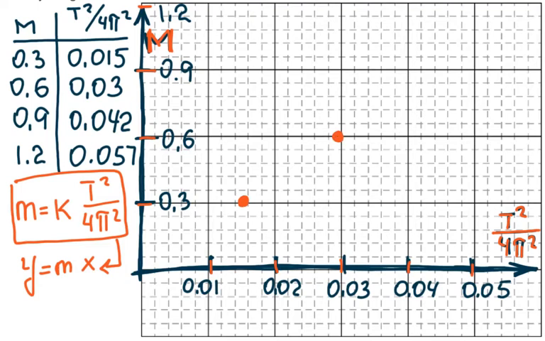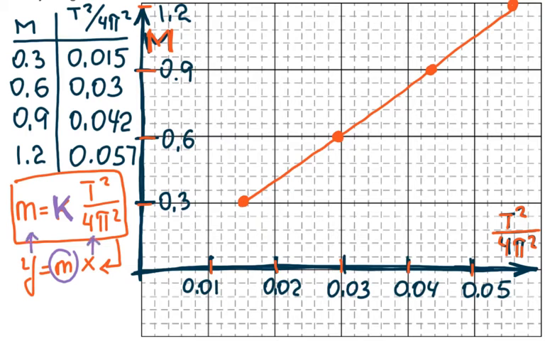For 0.9 on y, I have 0.42 on x, somewhere here. And for 1.2 on y, I have 0.57 on x, so somewhere right here. So now if I place this graph, I have a graph, and my slope is k, because this is my x and this is my y.